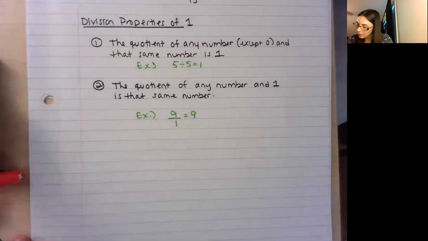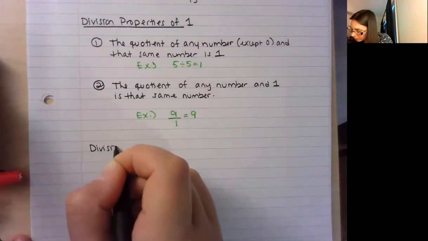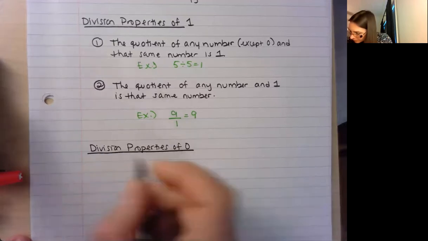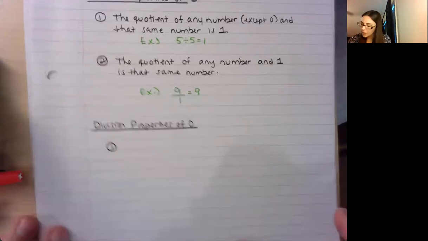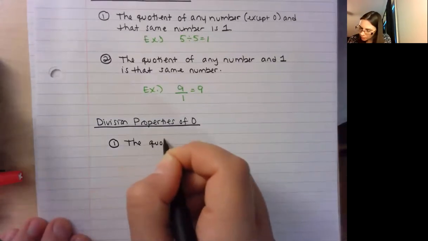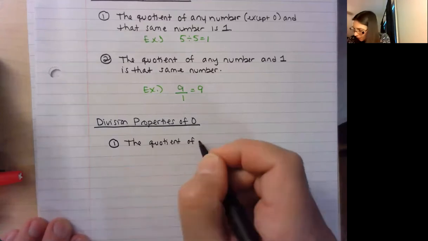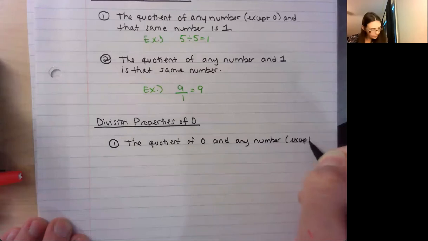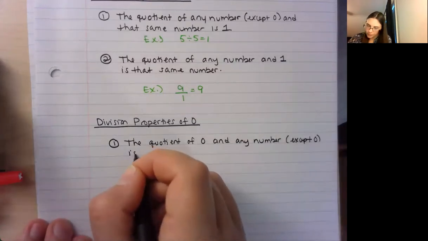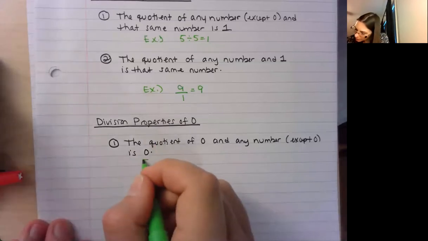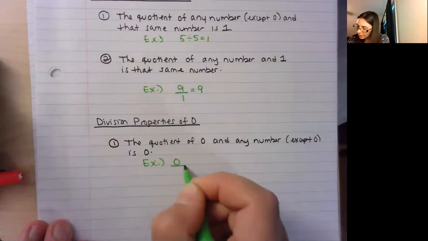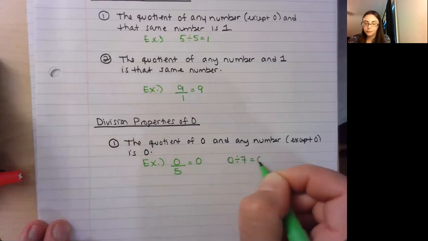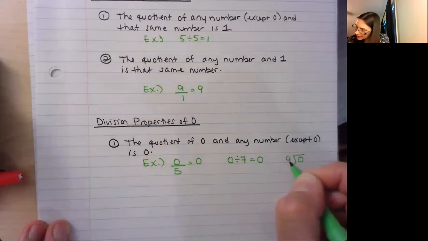And we also have properties of 0 here too. So division properties of 0. So the quotient of 0 and any number except 0 is 0. So what does this mean? Don't overthink it. You already know this. So if I take 0 and I divide it by any number, like 5, I get 0. Or if I take 0 and divide it by any number, like 7, I get 0. Or if I take 0 and I divide it by any number, like 9, I still get 0.